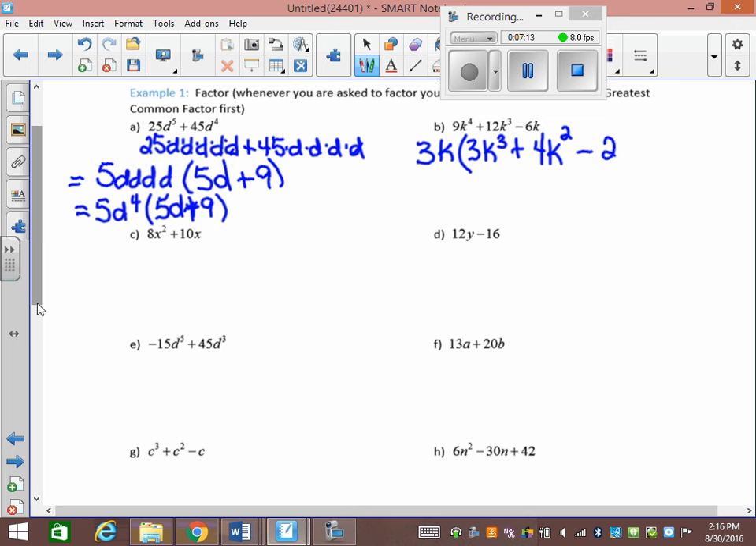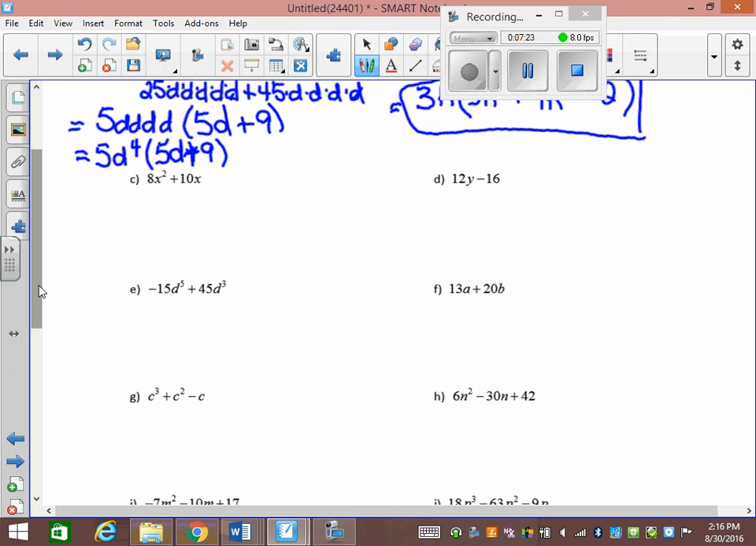You see how this has a minus sign? The sign of 6 stays. Okay, that's it. We'll do C together and then you guys are trying.